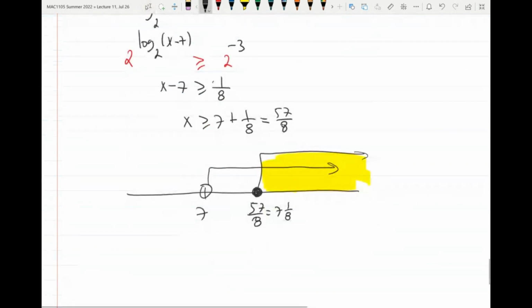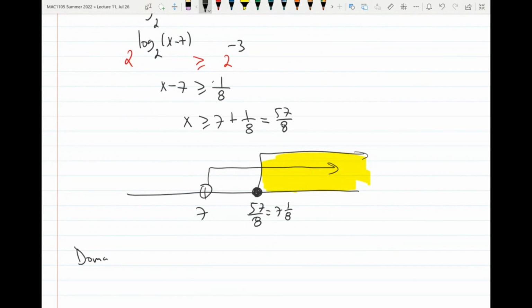Okay. Anyways, the point is that now we have the domain, which is bracket 57 over 8, comma infinity.